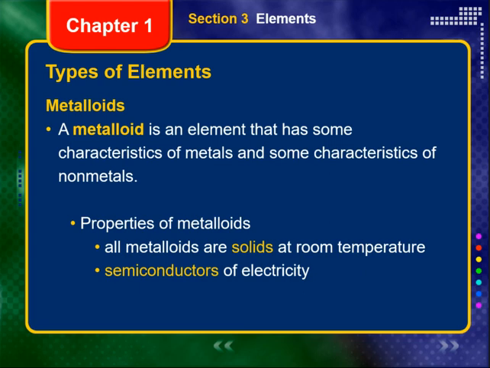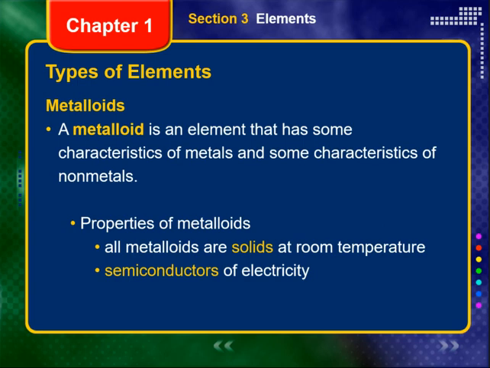A stair-step line separates the metals from the nonmetals on the periodic table. Several of the elements in the vicinity of this line are often referred to as metalloids. A metalloid is an element that has some characteristics of metals and some characteristics of nonmetals. All metalloids are solids at room temperature. They tend to be less malleable than metals, but not as brittle as nonmetals.